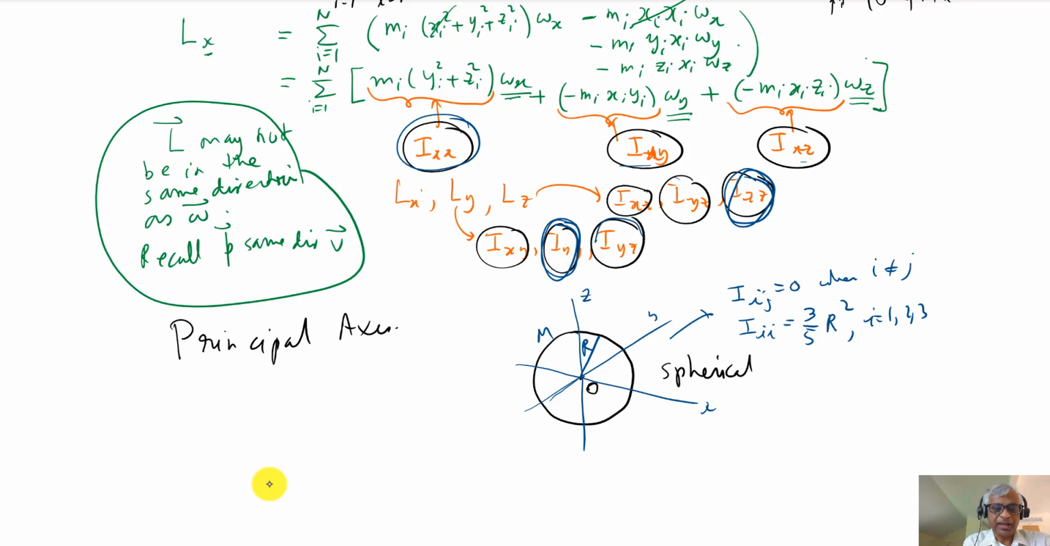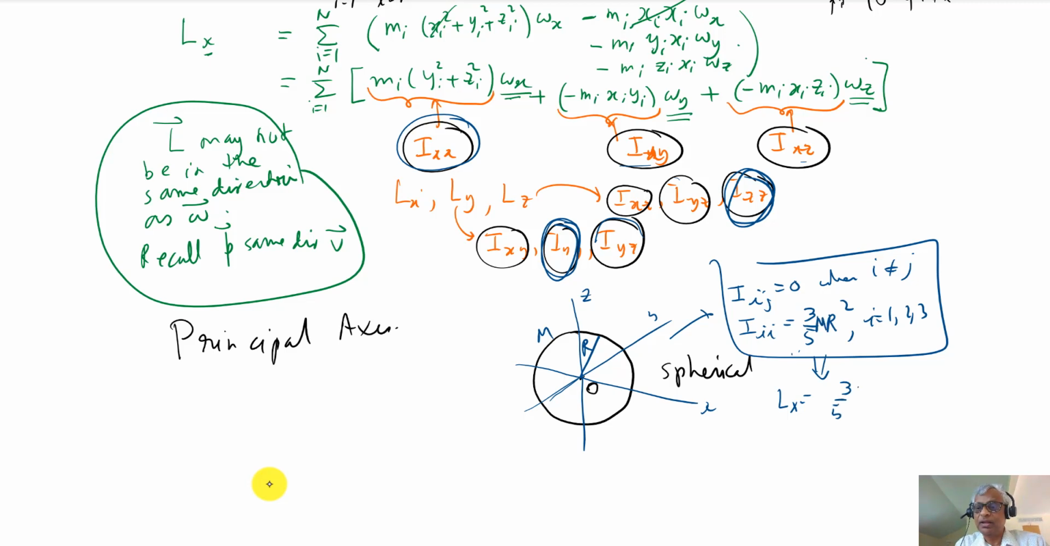When you have all the zeros, it simplifies very much. In this case, you get Lx equal to 3/5 mr square omega x, Ly equals 3/5 mr square omega y, and Lz is 3/5 mr square omega z. And then L is parallel to omega here.